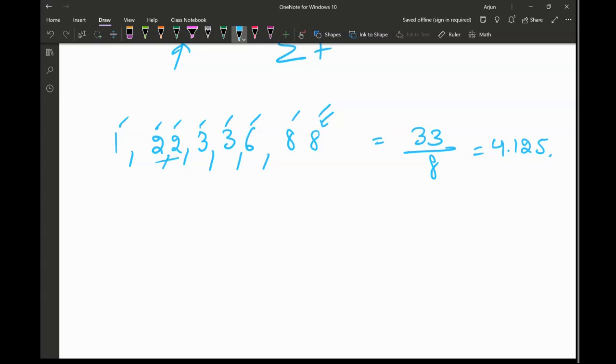I'm going to do it one more time so that I'm not making any mistake. 4 plus 1, 5 plus 3, 8, 8 plus 3, 11, 11 plus 6 is 17, 17 plus 16 is 33. That's absolutely correct.